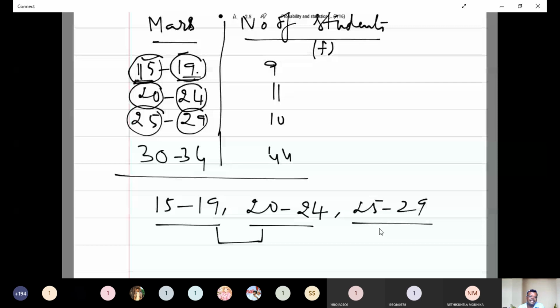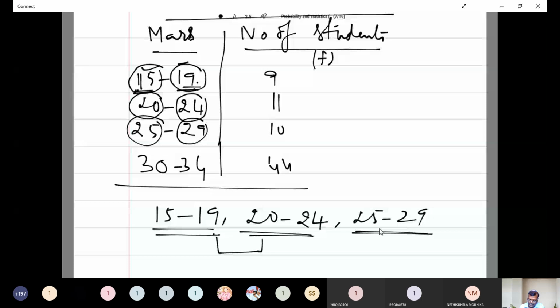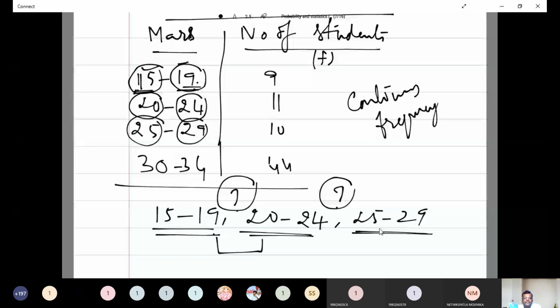Suppose you have to observe the ages of persons, like 15 to 19, 20 to 24, 25 to 29. A question arises: what are the ages between 19 and 20, and between 24 and 25? That means when you have to take ages, it leads to the continuous frequency distribution, or continuous frequency data. When you observe the data, we have to choose the class intervals accordingly.